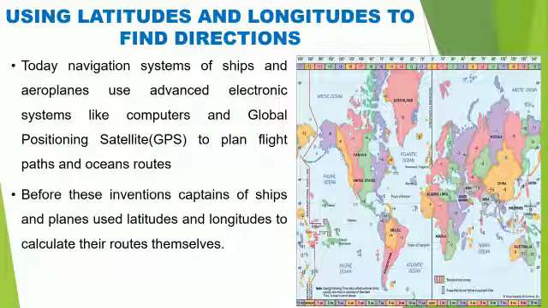Now students, coming on to the first topic of week 6, using latitudes and longitudes to find direction. Now in today's world, we use navigation systems of ships and aeroplanes by using GPS. GPS stands for Global Positioning Satellite. It helps in planning flight paths or ocean routes. But before these inventions, captains of ships and planes used latitude and longitudes to calculate their own routes by themselves.